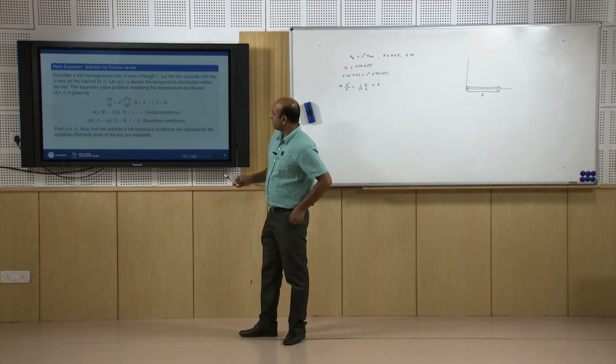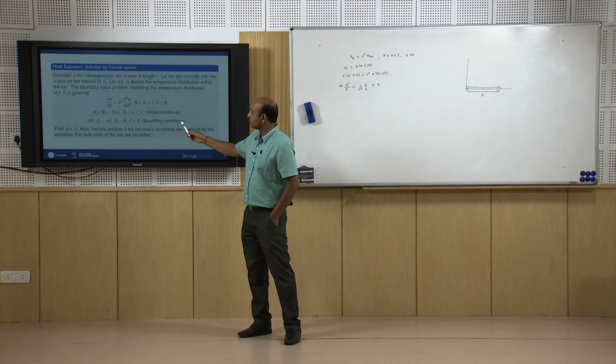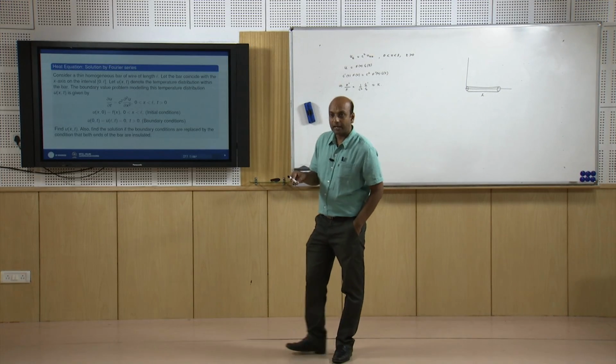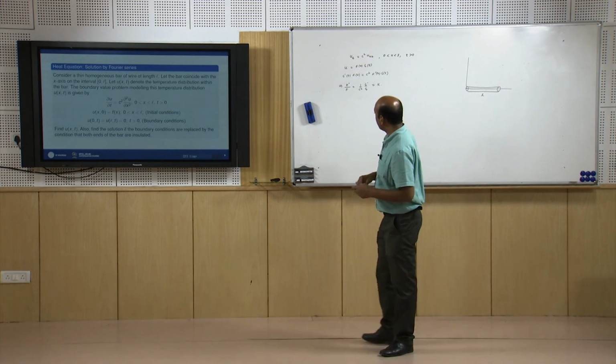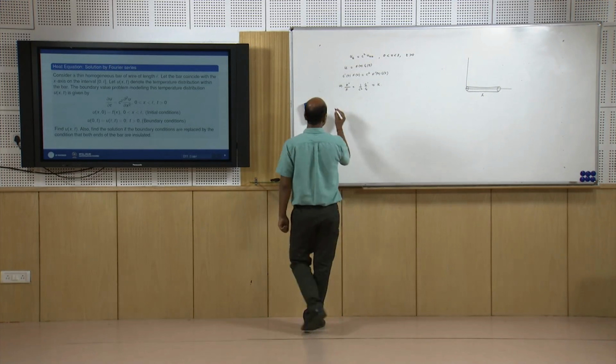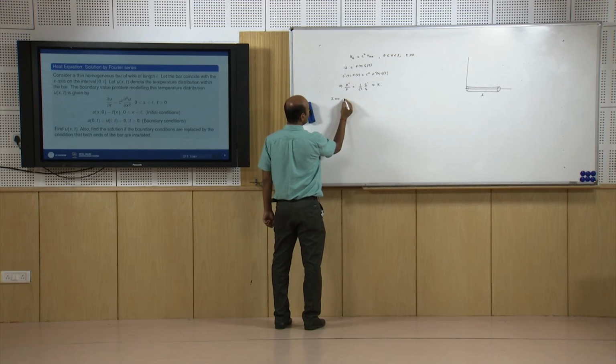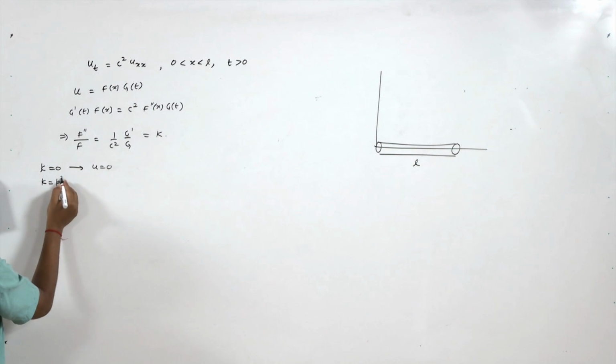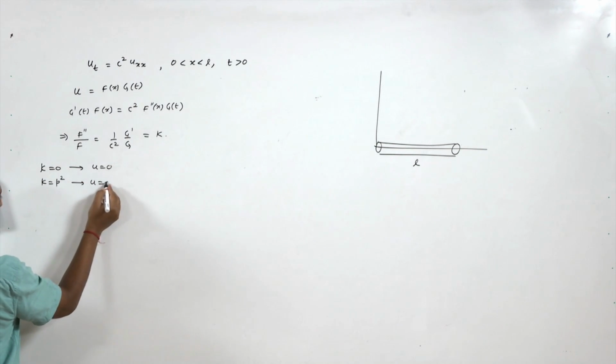So, the boundary conditions are similar to the previous problem. It is 0 at both ends, when x equals 0 and x equals L. So it is similar to the previous case, the one-dimensional wave equation. Again, when k is 0, u comes out to be 0, and when k equals p square, u again comes out to be 0.